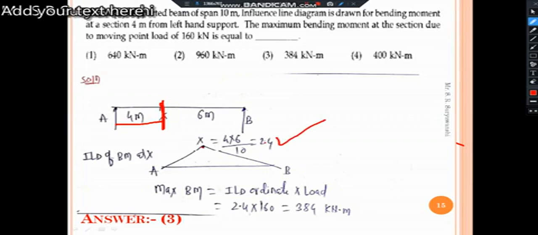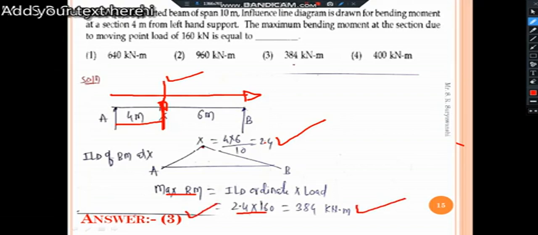Now that 160 kilonewton point load is moving from A to B. Now when that bending moment will be maximum, when that point load is at that particular section 4 meter from A support, then that bending moment will be maximum. So maximum bending moment will be this ILD ordinate 2.4 into the point load 160. So that will be 384 kilonewton meter. So option 3 is the answer for this MCQ.